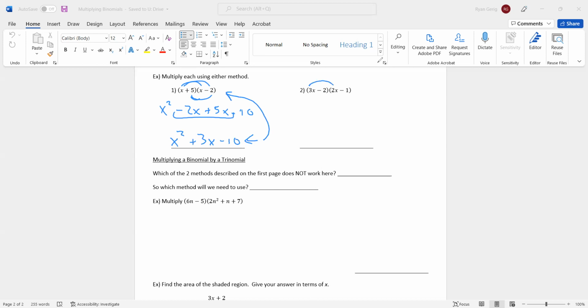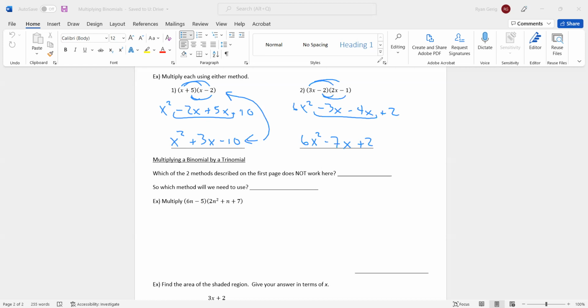All right, 3x times 2x. 3 times 2 is 6. x times x is x squared. Exponent does change. I shouldn't be writing on the line. I'm going to write it right here. Sorry. And now I'm going to do 3x times negative 1. That's negative 3x. Then I'm going to do negative 2 times 2x. That's negative 4x. And again, you're multiplying. Negative 2 times negative 1. That's positive 2. Combine those. Negative 3x and negative 4x makes negative 7x. 2 is positive, so plus 2.